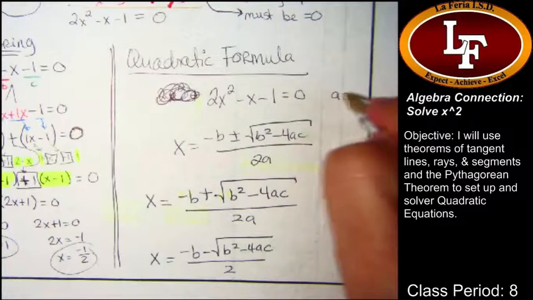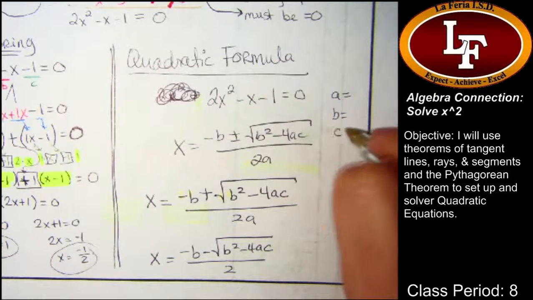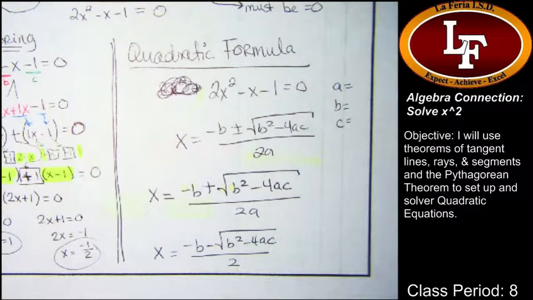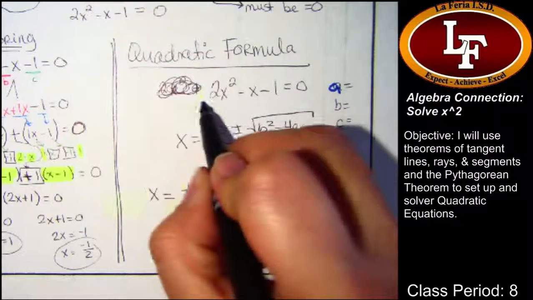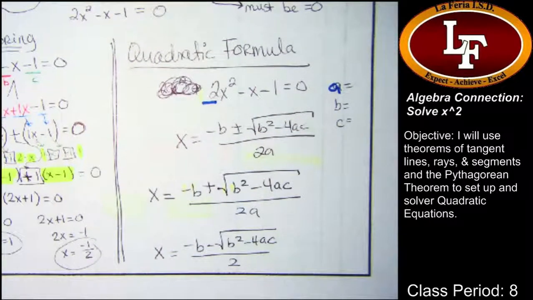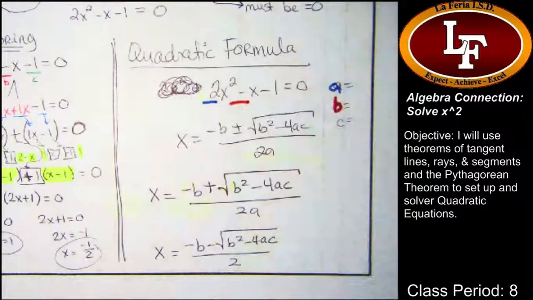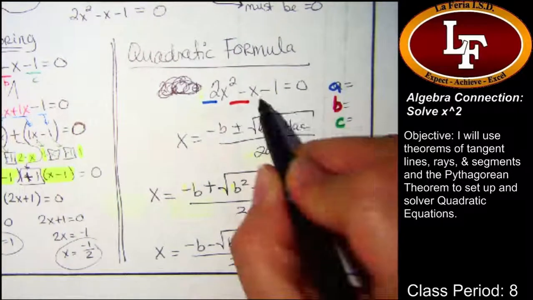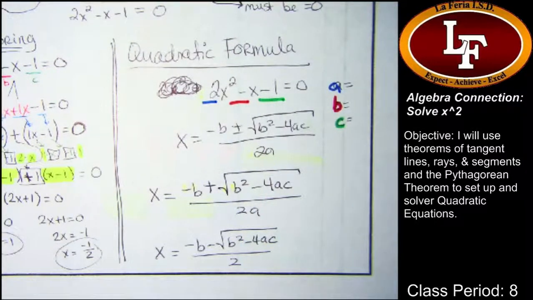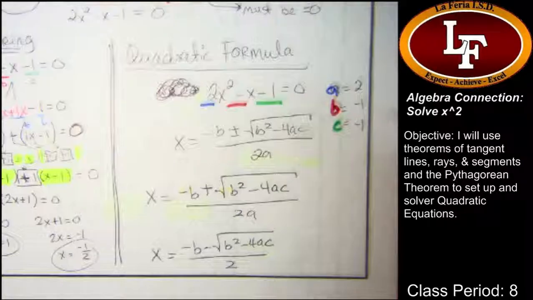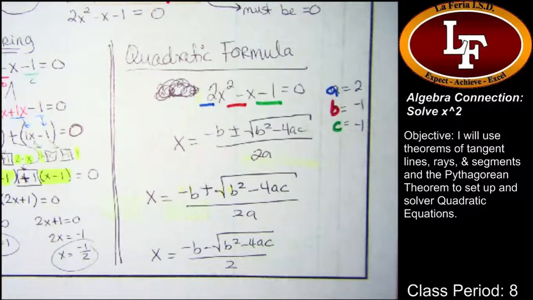The a, b, and c come from the exact same place as the a, b, and c from the factoring. A is this number, just the number, not the variable. B is this number, just the number, not the variable. C is this number, just the number, not the variable. Okay, you're telling me there's no variable there. There isn't now, but there might be in Algebra 2. Substitute, plug in the numbers, crunch it, done.